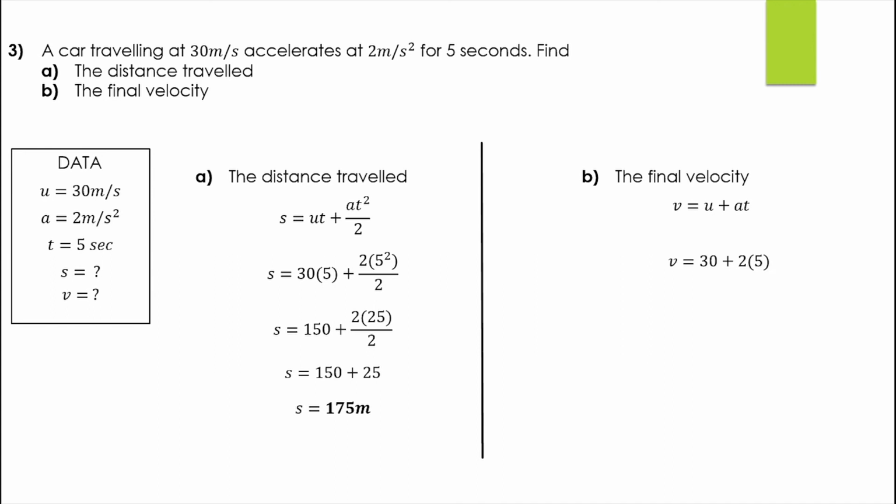So our V is what is unknown, so we replace U with its value, which is 30, A with 2, and T with 5. So V will be equal to 30 plus 2 multiplied by 5. So V is equal to 30 plus 10. Hence, V is equal to 40 meters per second. That's how we use our formulas in equations involving equations of motion.